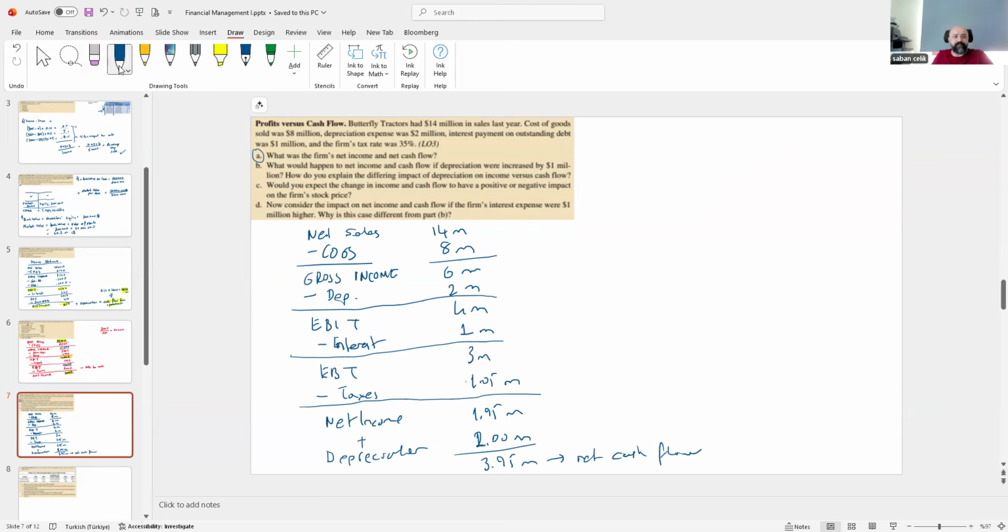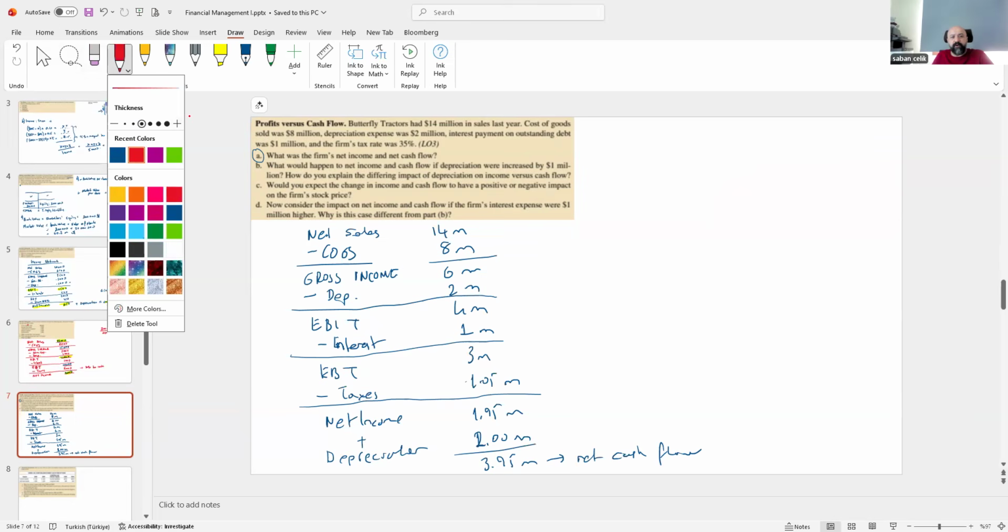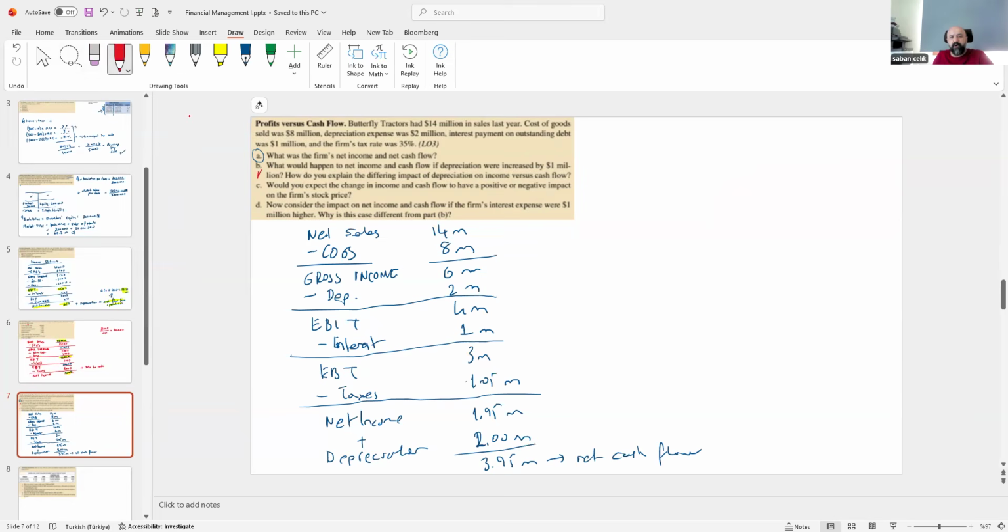All right, this is A. Now for part B over here, let me read. What would happen to net income and cash flow, which means this and this, if depreciation were increased by 1 million, which means depreciation over there, if this is increased from 2 million to 3 million, what will happen to the result? Well, all you do, you will rewrite this and change 2 with 3 and then calculate this.